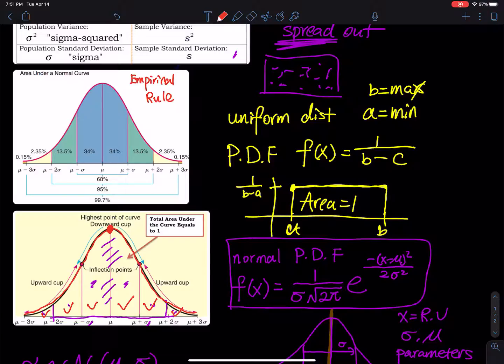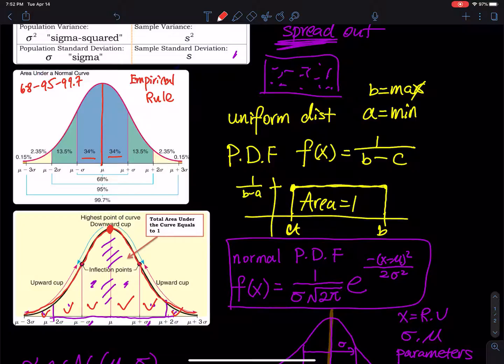What is empirical rule? Empirical rule has another name. It's called the 68, 95, 99.7 rule. What does that mean? You start right in the middle, all right? So you take one step to the right and one step to the left, means you plus or minus 1 sigma. So when you plus or minus 1 sigma, you capture 68% of the area under the curve. So 34 plus 34 is 68.